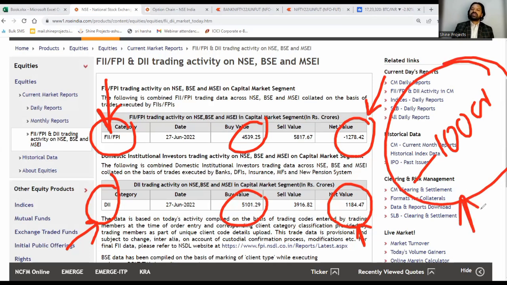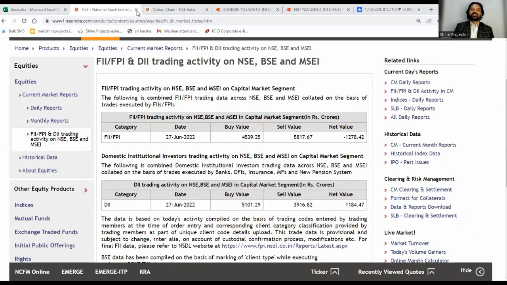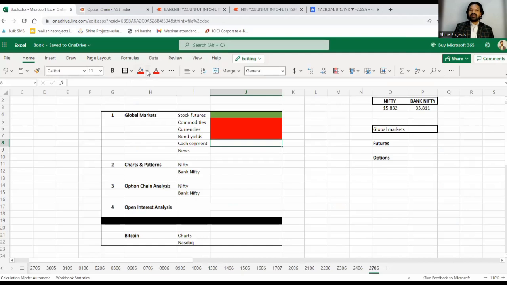So if institutional investors are on the sell side, then it is negative for the stock market, because who will sell if they're expecting the stock market to go up? They will buy. So there is a net sell figure from both DII and FII, net to net. It is a negative.